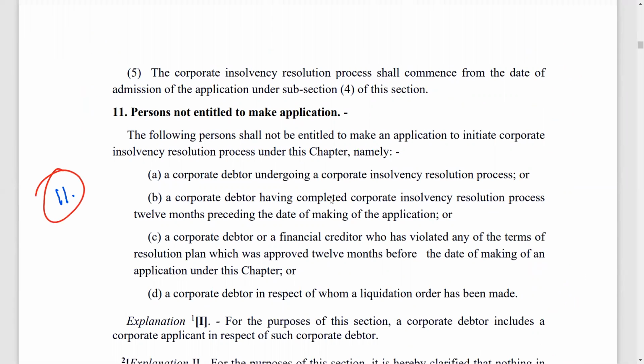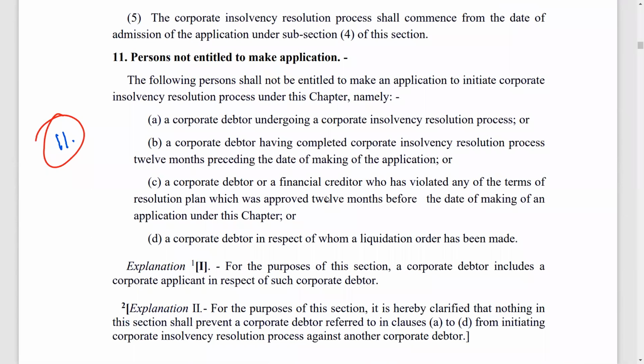Now, this is again an important question. This has been asked multiple times: who are the persons who are not entitled to make the application? So the corporate debtor who is undergoing the CIRP process cannot make the application for initiating the CIRP. Then the corporate debtor which has just completed the CIRP process, where a period of 12 months has not been completed from the date of making of the application. Again, the CIRP process cannot be initiated, or the corporate debtor or a financial creditor who have violated any of the terms of the resolution plan approved by the NCLT in the preceding 12 months before the date of making of the application.